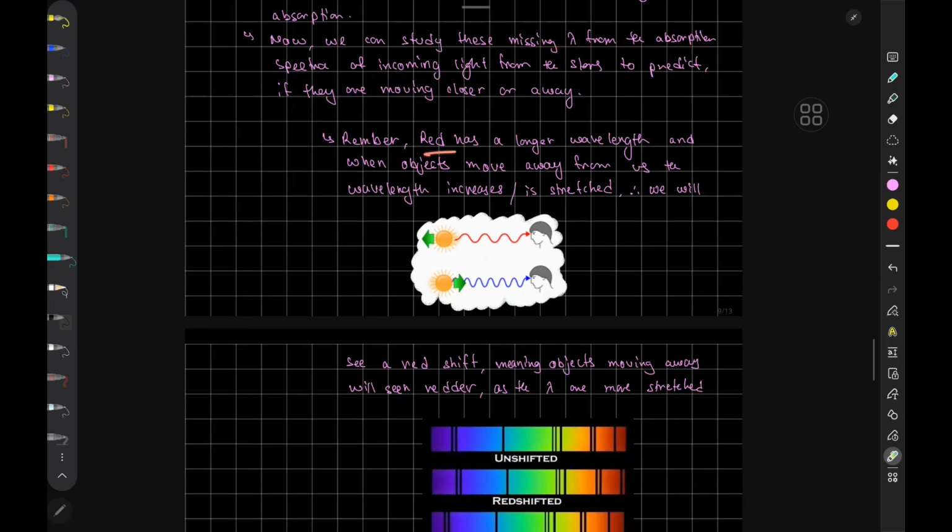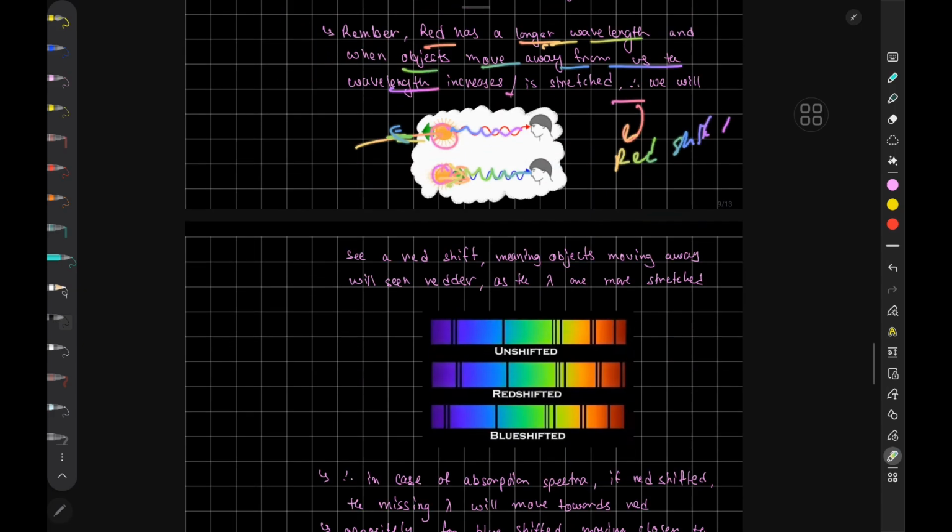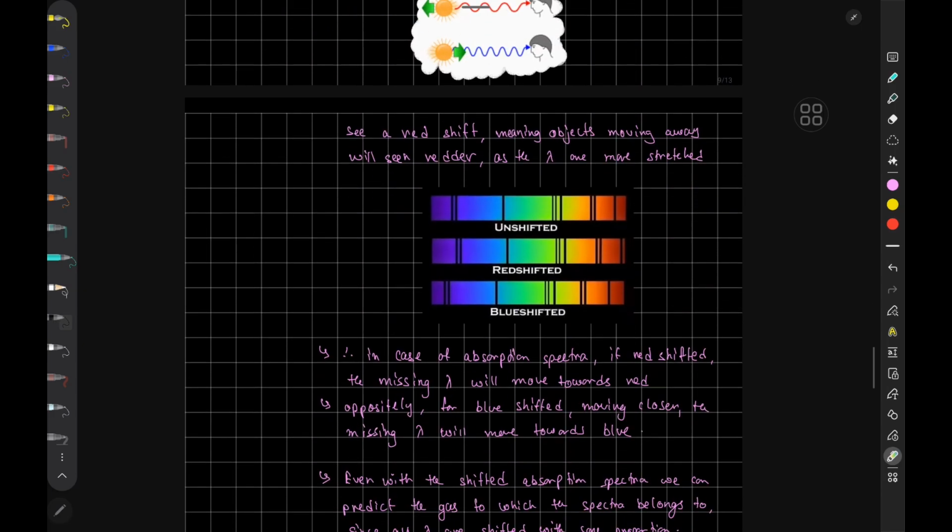Okay, so it is true that red has a larger wavelength, and when objects move away from us, the wavelength increases, or there's a red shift. So the light emitting object moving away from us, things become more red. When the light emitting object moves towards us, it's more squished together, higher frequency. So now let's see what it really means in terms of the spectra itself.